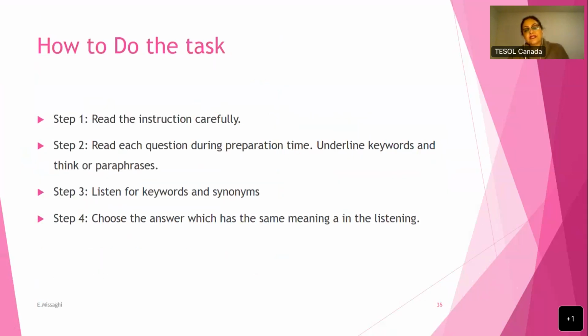So how do they do the task? Number 1, they have a few seconds, 30 seconds, 45 seconds, or 1 minute. So they have to read the instruction very carefully and underline the keywords, so they understand what they should do and what the main aim of the questions is. Then while they are listening, they should look for the keywords and synonyms and choose the answer. Most of the time, they hear synonyms of the keywords in the listening, not exactly the same words.